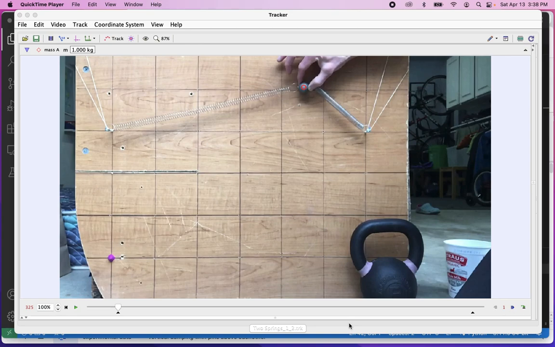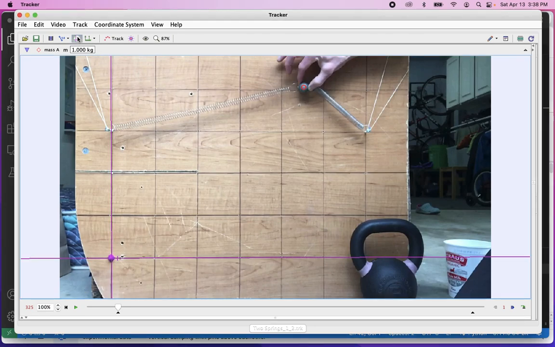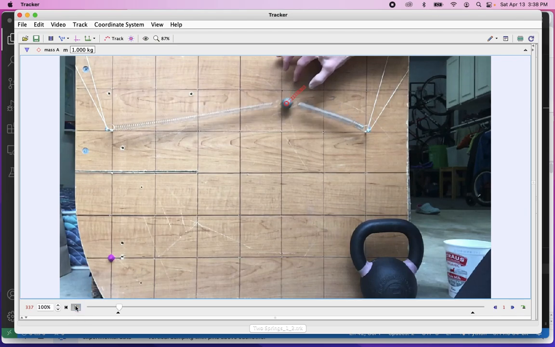I'm sharing a project I did in physics for modeling a mass anchored between two springs. Here we are in Tracker with a slow-mo video of the setup. Here's the anchors, here are the two springs, they're about the same size, and there's the mass. We've got our coordinate axes with the origin down here, and a scale. Each of those squares is 10 centimeters, and here is the mass.